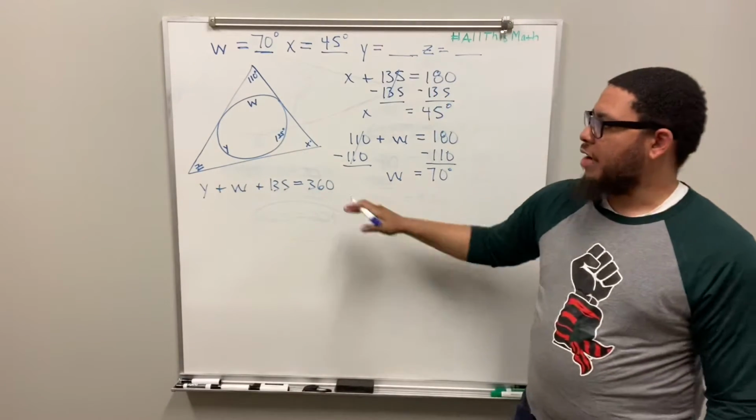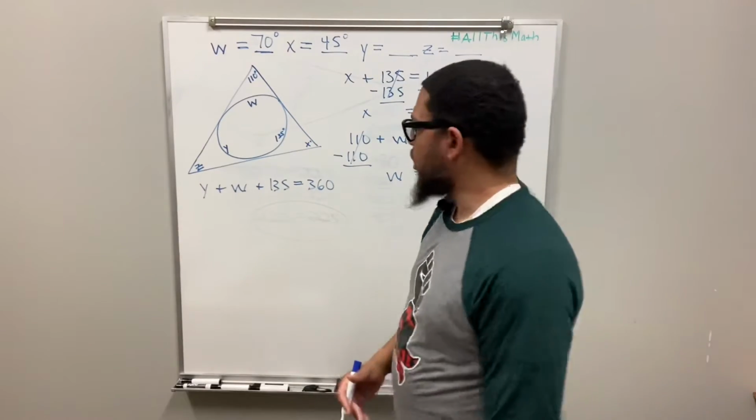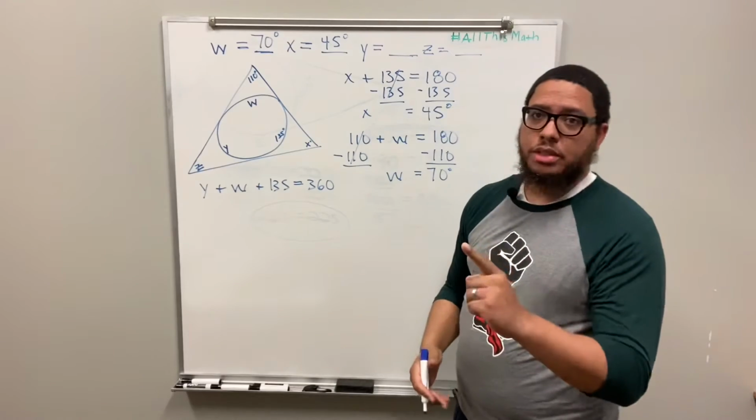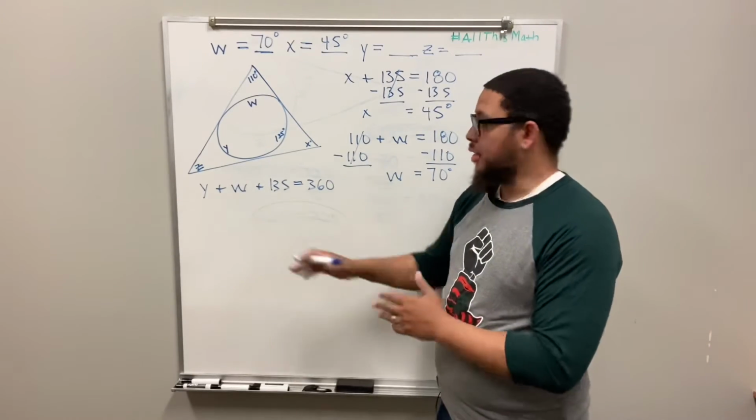W plus 135 is equal to 360. I know that to be true. Now, I can't solve for two variables at the same time in one equation. I can do that in a system of equations, but this is not a system of equations.